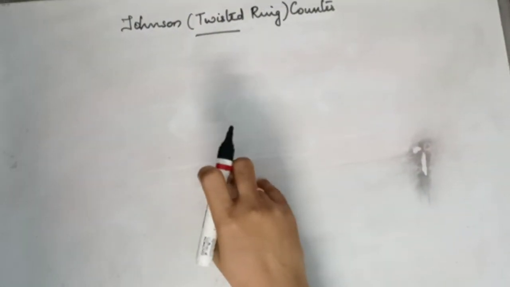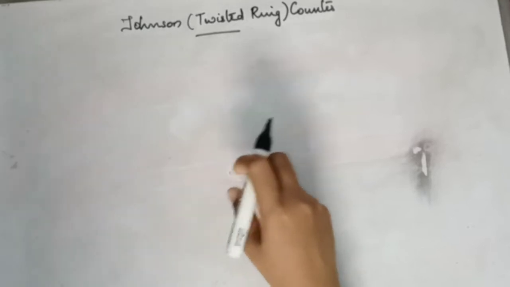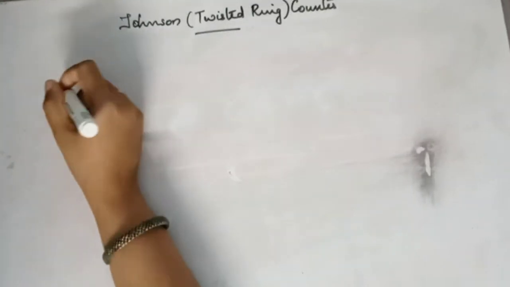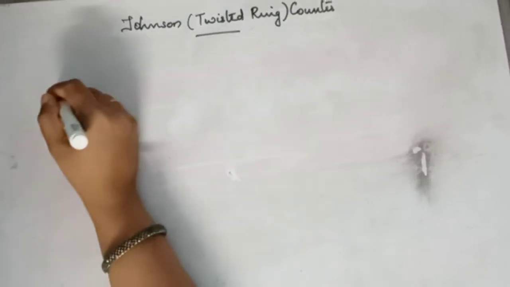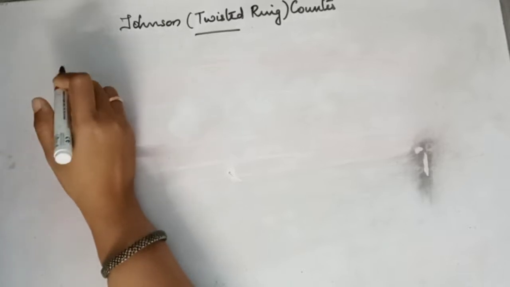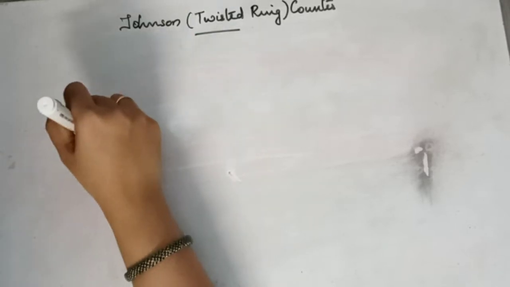So next is Johnson counter or twisted ring counter. In a Johnson counter, the difference between a ring counter and a twisted ring counter is that here we are considering 3-bit.